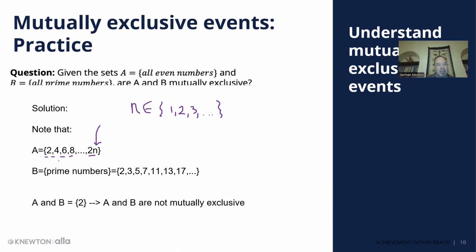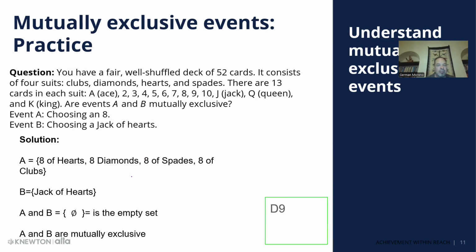It's important for defining the set, but for what we're looking at, we also need to be able to define the prime numbers, which is anything that's divisible by one and the number itself. And it turns out that two is the only even prime number, but it's a prime number. The other ones are odd, but because two is in both sets, the sets are not mutually exclusive. Okay.